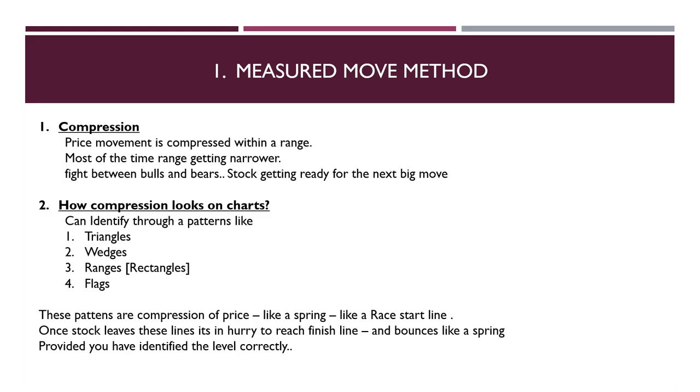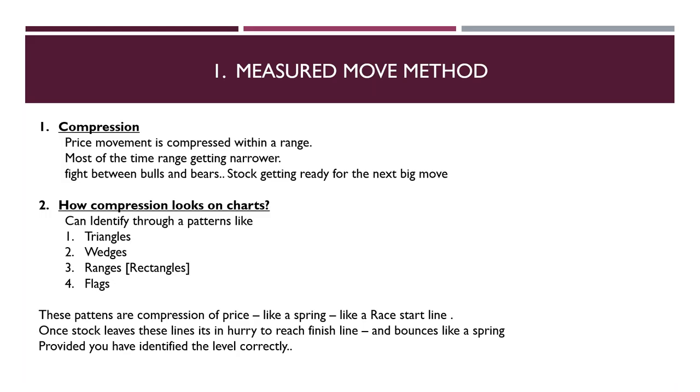What happens before a major breakout is there is a fight between bull and bear, and the stock is getting ready for its next move. That is the compression. It's compression in volatility as well as price. Now how does compression look on a chart? I keep it very simple. I just look at a few chart patterns to identify the compression. We can identify it through patterns like triangles, wedges, ranges, rectangles, and flags. I'll explain these patterns, don't worry.